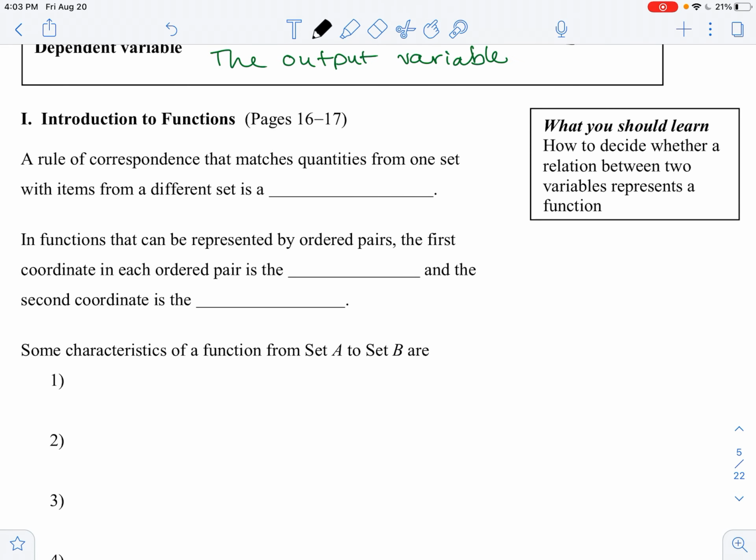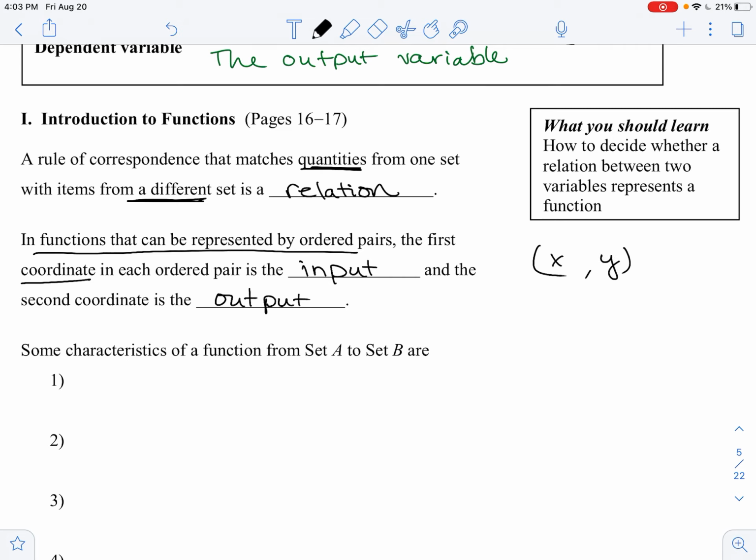So if we're talking about an introduction of functions, it's a correspondence that matches quantities or numbers from one set with items to a different set, and we call that a relation. So it relates one set of numbers to another set of numbers. For functions represented by ordered pairs, the first coordinate in each ordered pair is the input. So in the ordered pair x comma y, x is the input, and the second coordinate, y, is the output.